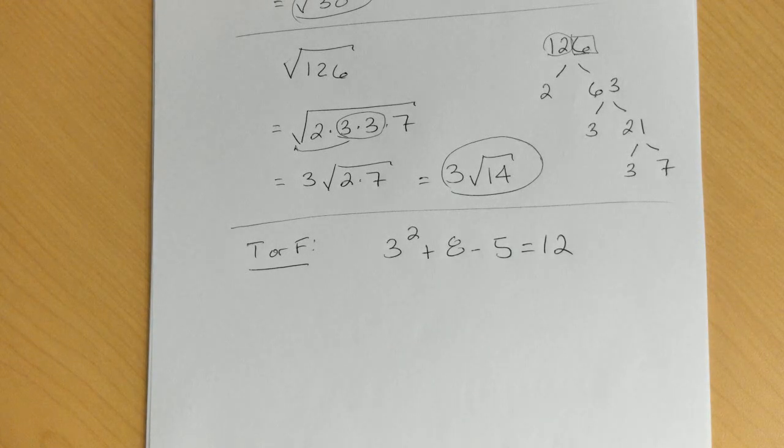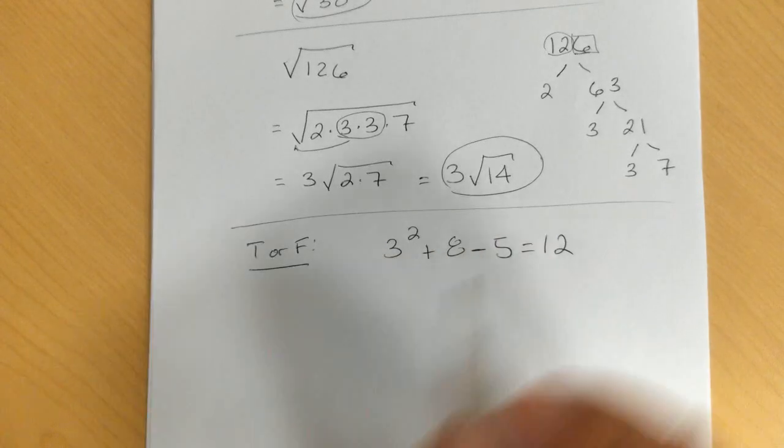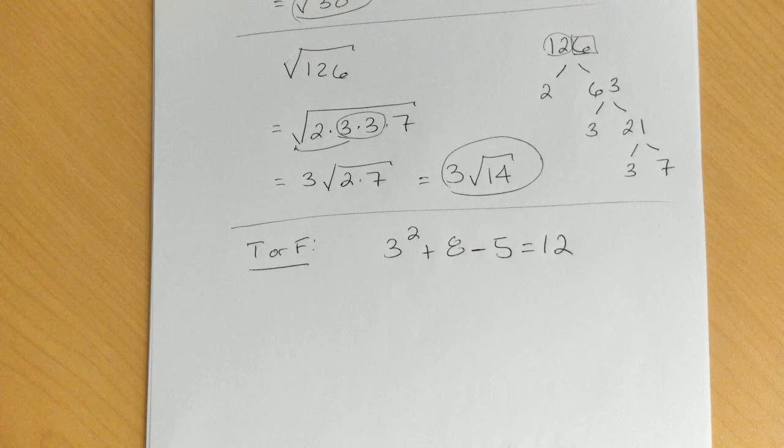Three squared plus 8 minus 5 equals 12. True or false? Why?